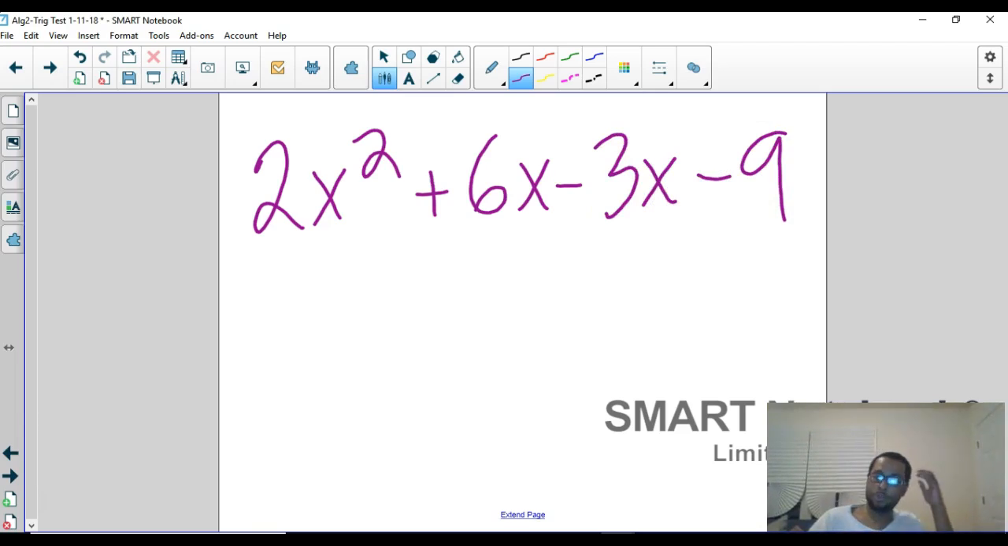Some people get confused. Well, is the 6 positive? Is the 6 negative? Is the 3 negative or positive? Just do the math. Do 6 minus 3. If 6 minus 3 gives you positive 3, you're good. If you do negative 6 and a positive 3, do the math. It's going to give you negative 3. That's not going to work. From here, we do our groupings.